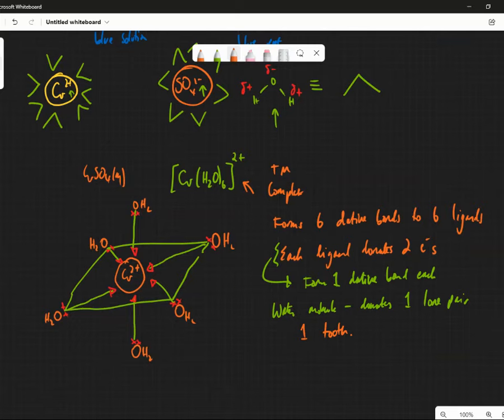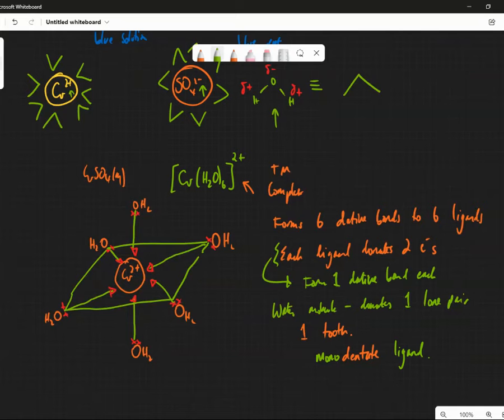Does anyone know what I'm getting at? Anyone know what I'm getting at with this 1 tooth rubbish? If you don't know, say no, I don't know. IDK. What am I saying? Yeah, dentates, exactly. Okay, so a water molecule is a dentate, because that's tooth, and it's only got 1 tooth, so a water molecule is a monodentate ligand. Okay, and that's where we get the term from. It's only got 1 tooth, so it's a monodentate ligand.